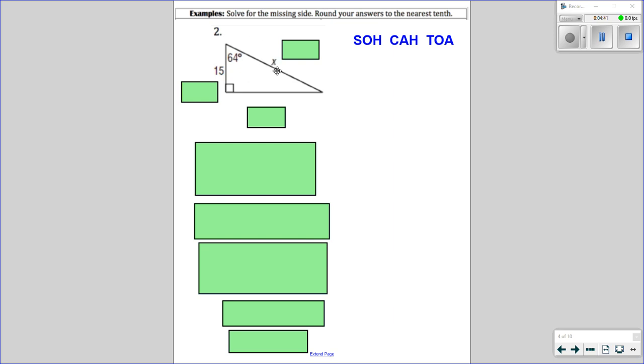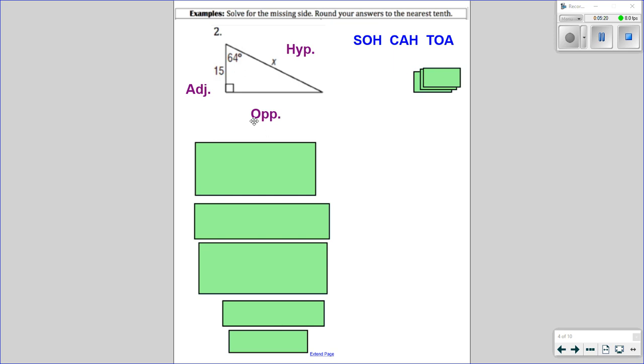First thing to do, we have to label which one's the adjacent, opposite, and hypotenuse. We know this is the 90 degree angle, and the side opposite that is going to be the hypotenuse. Now, most of you are used to seeing the angle at the bottom, so you might switch things around, so be careful. Whatever side is next to the angle will be adjacent. And then whatever side is on the other side of the angle is the opposite.